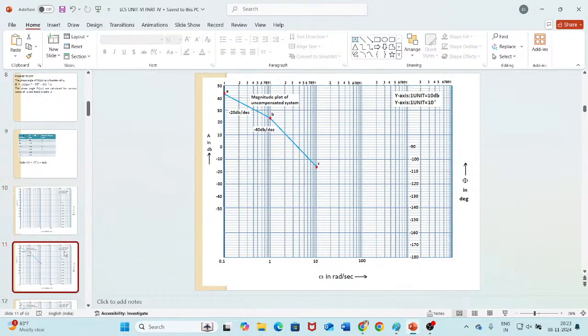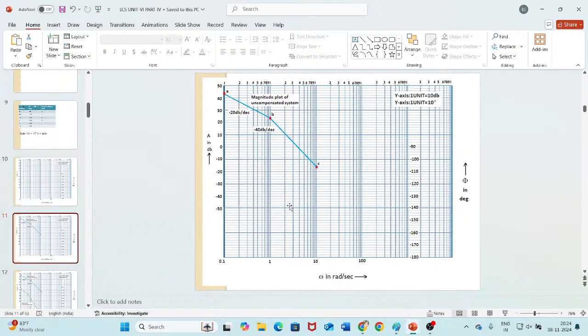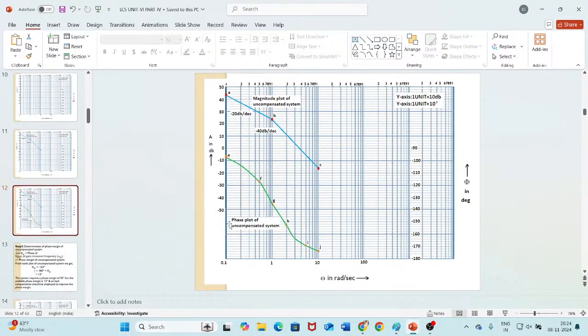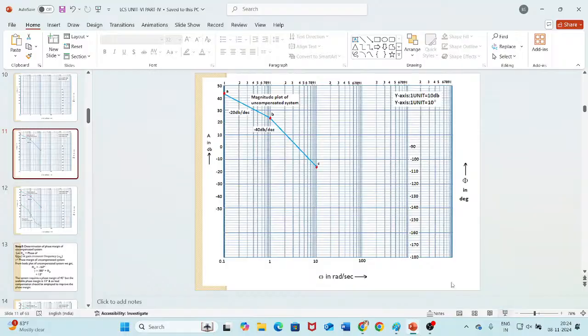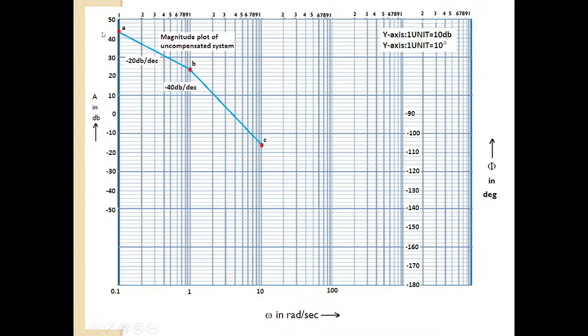Okay, then plot the magnitude plot. You have magnitude and phase plots, isn't it? You just plot the magnitude as well as the phase plot. I will show you the magnitude plot first so that you will not be confused. This is the magnitude plot. Point A, point B, and point C.